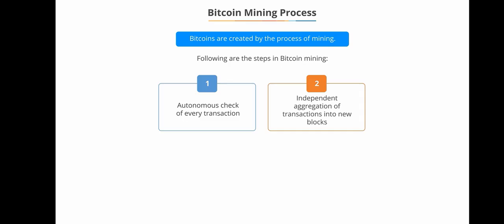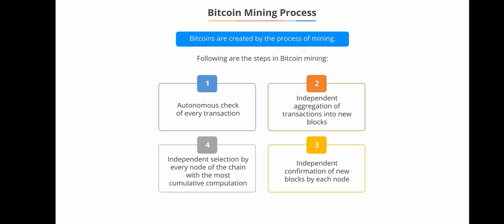Independent aggregation of transactions into new blocks. This process allows miners to put the transactions into a block to start mining. This block is called a candidate block. Independent confirmation of new blocks by each node. Once the miner announces a new block to the network, every miner confirms the block to check if it's valid. Independent selection by every node of the chain with the most cumulative computation. This allows blocks to be assembled as part of the blockchain.